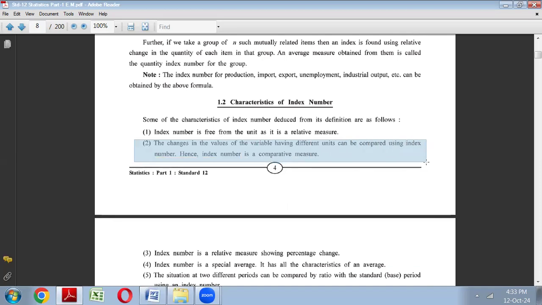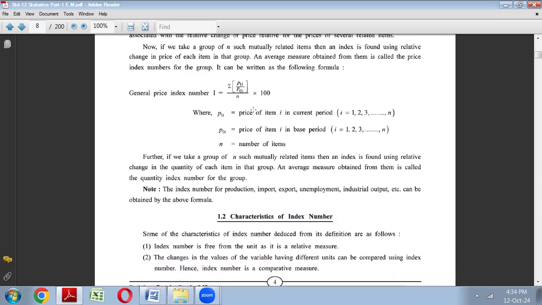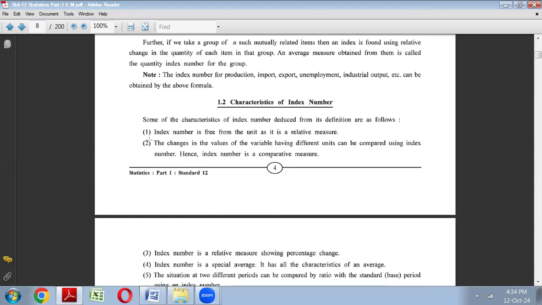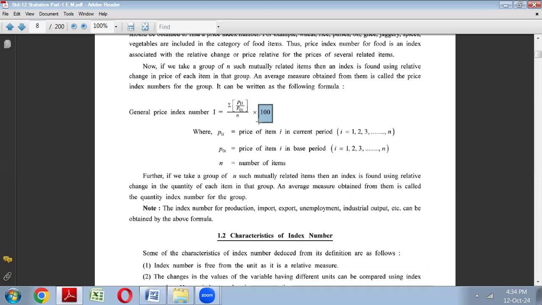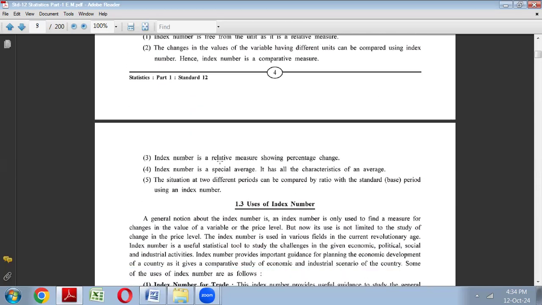Second, index number is a comparative measure, right? It is a number and a comparative measure. Here basically we are comparing P1 and P0, the price in the current period and the price in the base period. So it is a comparative measure. Then it is a relative measure showing percentage change. Here you see in the formula we are multiplying by 100. So it is a relative measure showing percentage change.